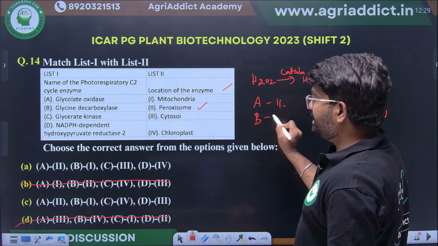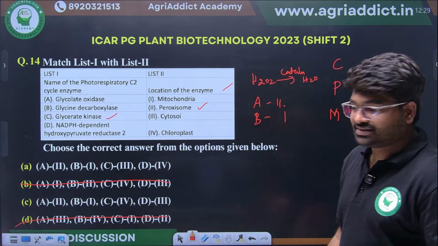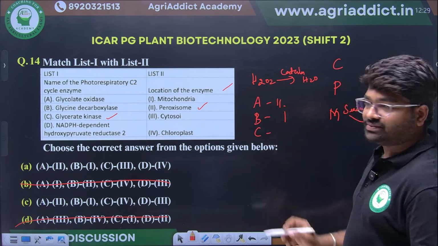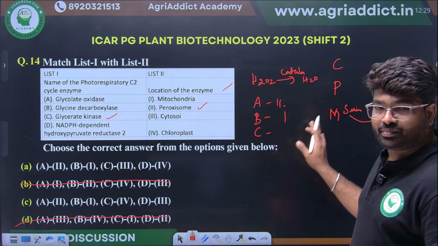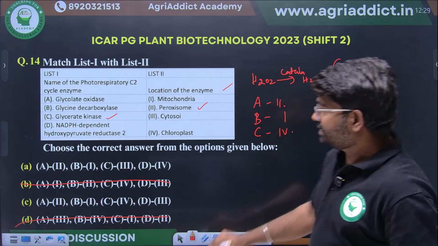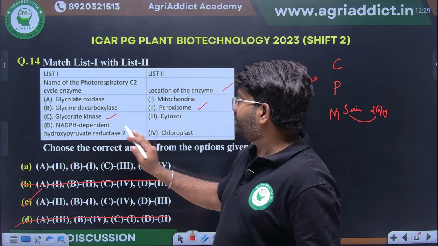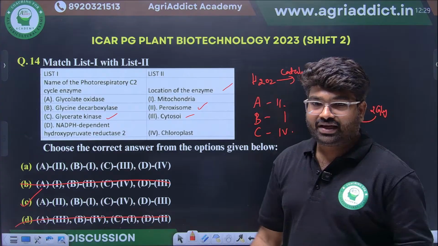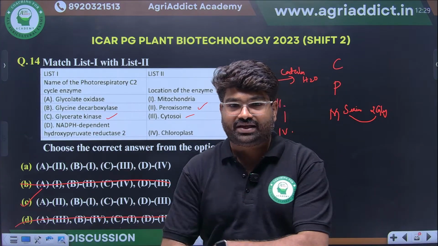So B is 1. Glycerate kinase, where will it be? It will be present in chloroplast only. That will be the last step of photorespiration. So chloroplast, C is 4. This will be the right answer. NADPH dependent hydroxypyruvate reductase is present exclusively in the cytoplasm. Yes, very good, Udaya Lakshmi.